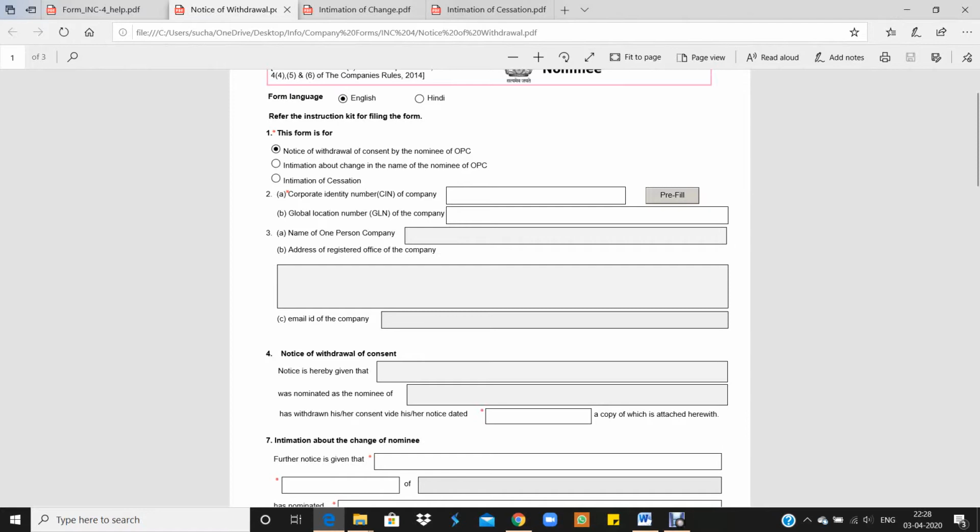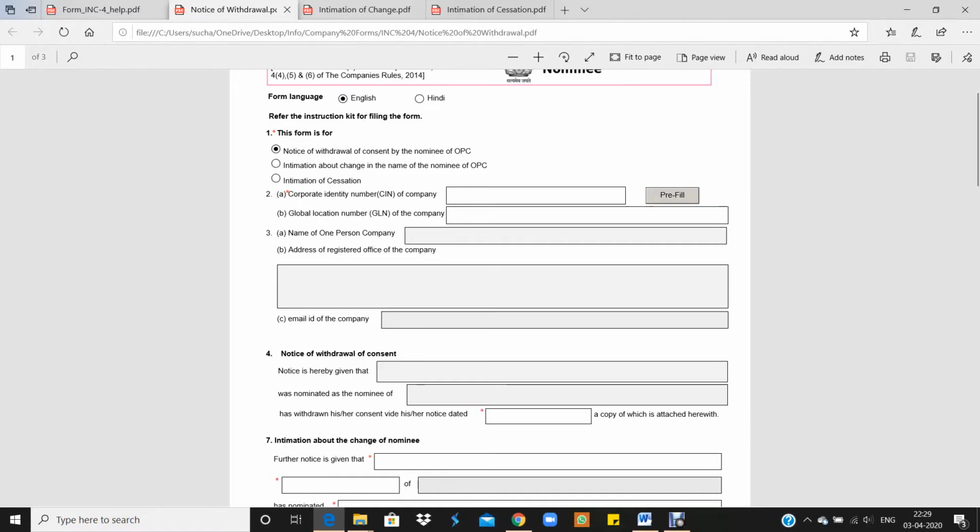So, based on the situation of the company, it may be a withdrawal of consent by the nominee, or a change in name by the member, or an intimation of cessation. For example, in a company where the nominee has given written withdrawal consent that he doesn't want to be the nominee any further, he has given one withdrawal consent saying I am resigning from this post. In such a situation, we have to select this option.